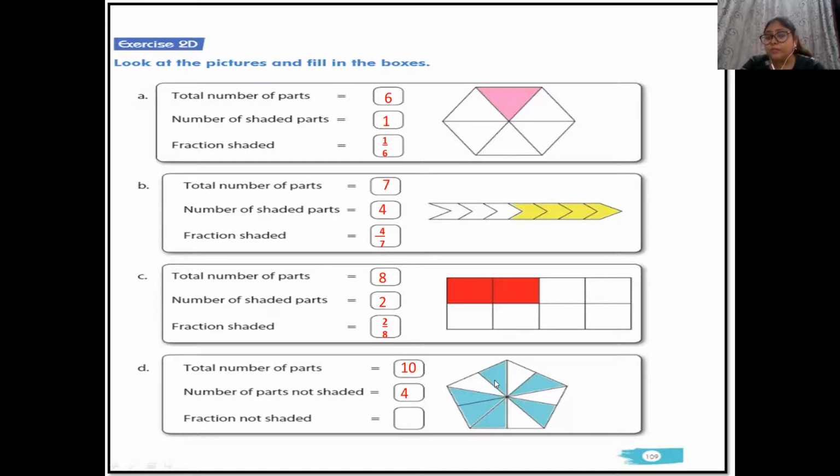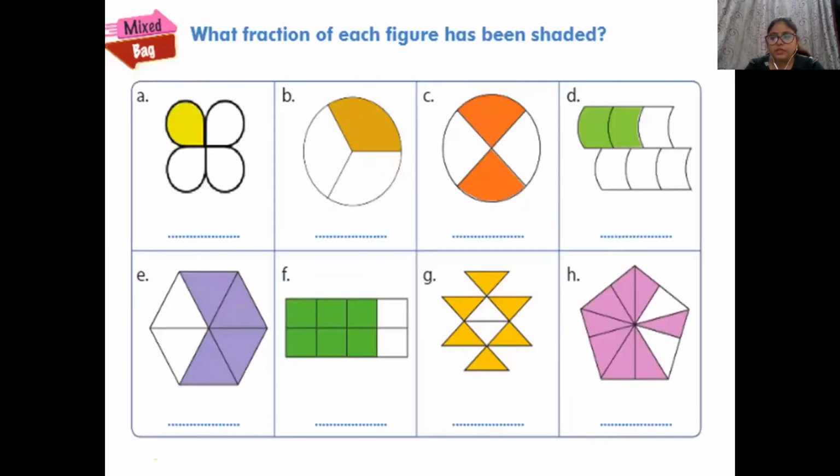Okay. So in this question, be careful. When you read the question, be careful. So how many parts are not shaded? 1, 2, 3, 4. So the fraction of the not shaded part means you have to write the non-shaded part upon the total parts. So it will be 4 upon 10. Okay, children. Moving to the next.